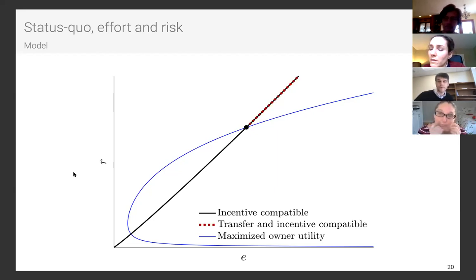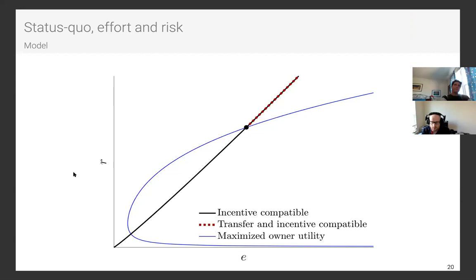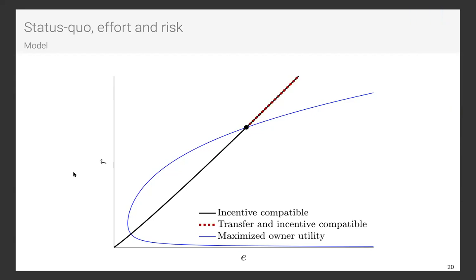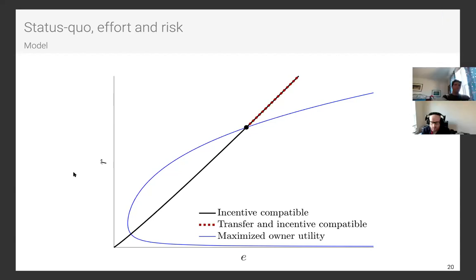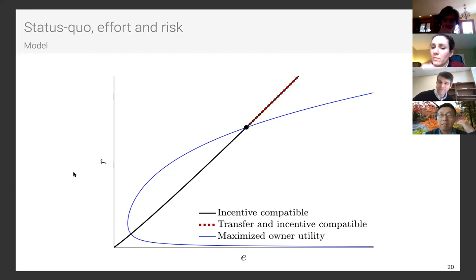Walter, do you want to go ahead? Yeah, so Greg, your capital T is held exogenous, right? No, the capital T is a choice parameter in the model. I meant it's exogenous to the worker. So the owner can choose T. Yes. Okay, the owner chooses capital T, the driver chooses little t.